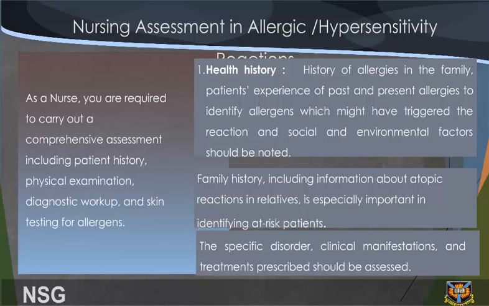Patient experience of past and present allergies to identify allergens which might have triggered the reaction, and social and environmental factors should be noted. Family history, including information about atopic reactions in relatives, is especially important in identifying at-risk patients. The specific disorder, clinical manifestations, and treatments prescribed should be assessed.